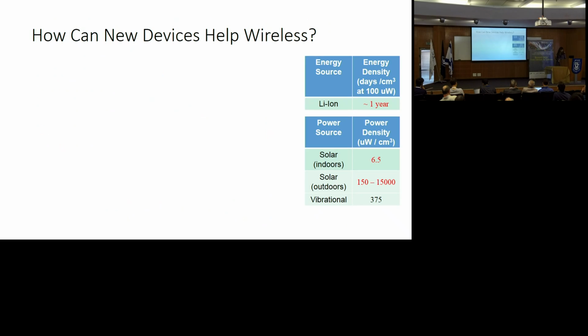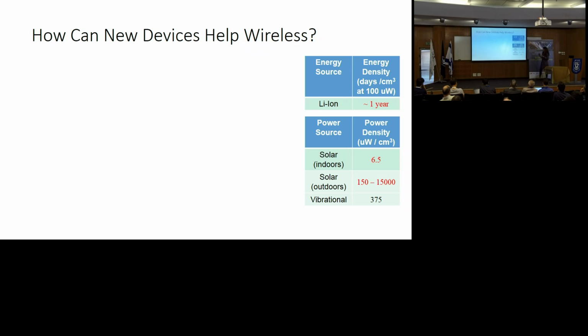So to start with, how can new devices help wireless? If we look at IoT systems and we look at the power supplies that we have available, let's assume that we want to consume 100 microwatts. Okay, that's our power budget. That's an aggressive power budget, but let's assume our entire system consumes 100 microwatts. That means that we can be powered by a lithium-ion battery for 1 year, if that's our average power consumption.